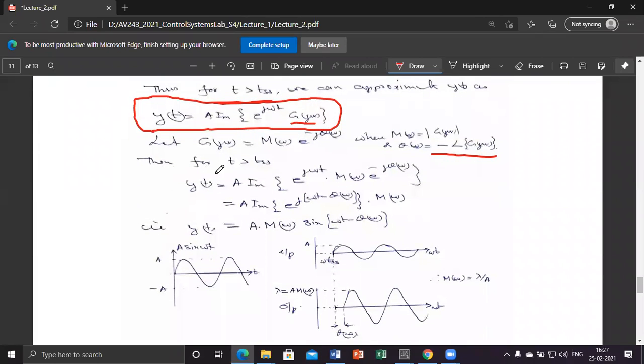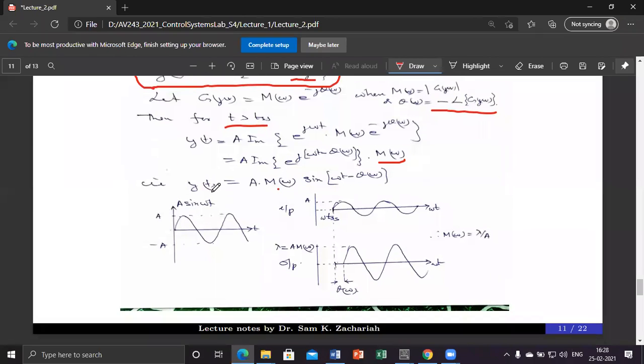Now, for t greater than T_SS, we are able to write this formula, and finally A imaginary part of e^(j(omega t - theta(omega))). Finally, we are removing this imaginary part because we can directly take the imaginary part of this, which is nothing but sine of (omega t minus theta(omega)). M(omega) is a real number that is taken outside. And y(t) is given by A M(omega) sine(omega t minus theta(omega)).